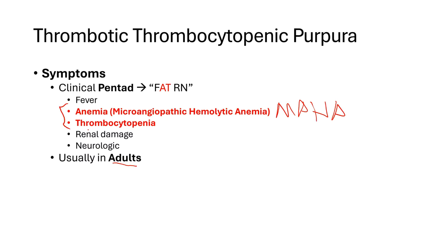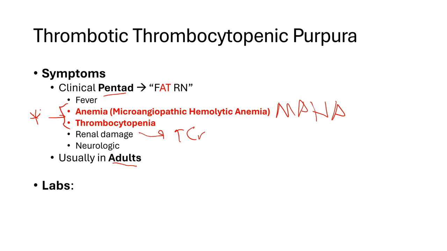Some symptoms that you want to be on the lookout for in question stems that can demonstrate thrombocytopenia will be epistaxis or bloody nose and easy bleeding. Renal damage is typically going to be demonstrated by AKI or increased creatinine. Neurologic symptoms can be anywhere from headaches to altered mental status to even seizures. But you're looking for this pentad on test day. But it's important to know that these two are the only two required to diagnose this disease.